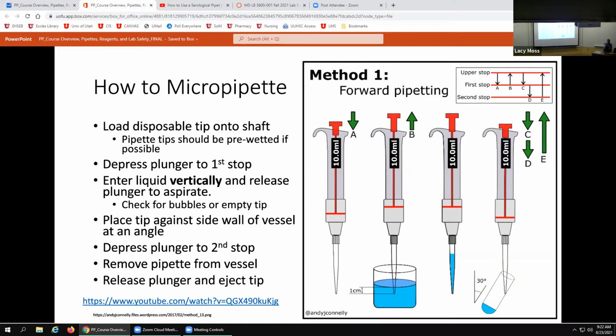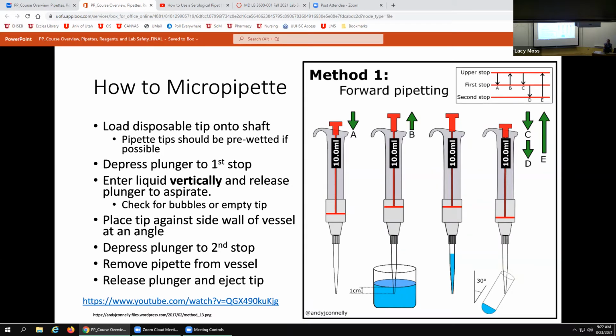This is not a speed contest. The faster you do it, the more likely you are to get bubbles and be less accurate. Check for bubbles in any empty tips, and then dispense it against the sidewall of the receiving vessel, going down to the first stop. And then you go down to the second stop because that's basically blowing it out.